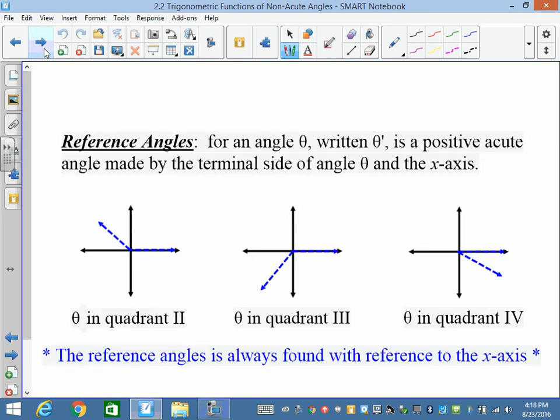So, reference angle. The first thing I'm going to throw out there is we are going to talk about this tomorrow. Okay, so reference angles. For an angle theta, written theta prime, it is a positive acute angle made by the terminal side of angle theta and the x-axis. A reference angle is between 0 and 90 degrees. It is not 0 degrees. It is not 90 degrees. It's somewhere in between.